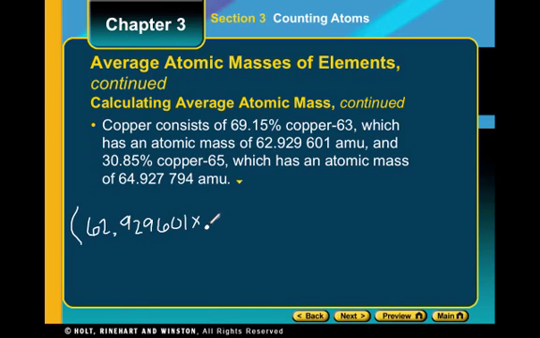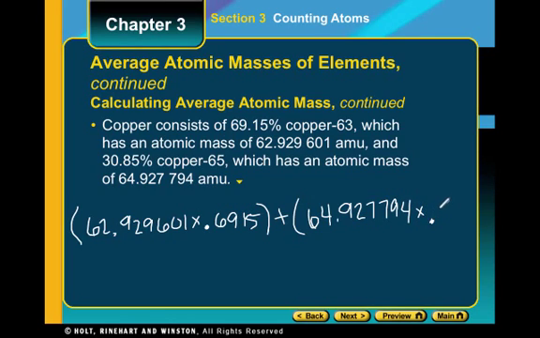69.15. Right, we got to change that to decimal form. Plus the mass of the second is right here, so 64.927 times its relative abundance would be 0.3085. This number, right here.